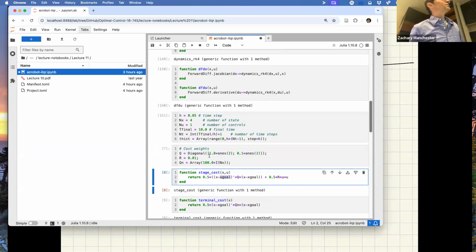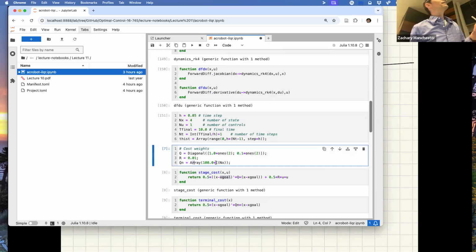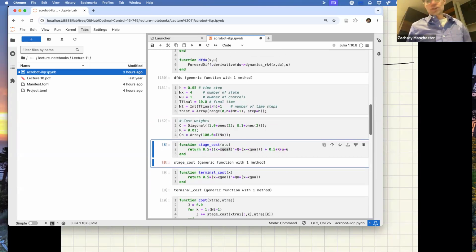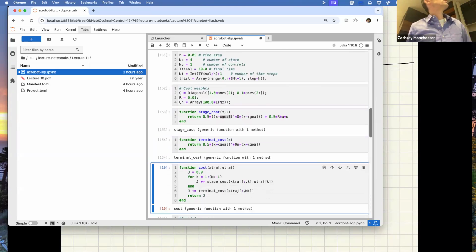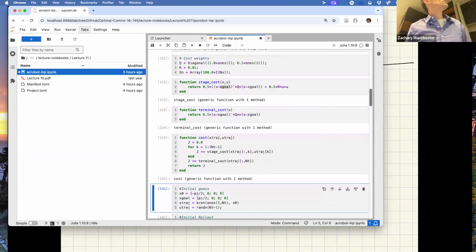The one thing that's different here is I have a big QN. And the idea there is I don't care so much about the cost during the swing, but I care a lot about it getting to the desired goal state at the final time, right? So I make the QN really big. And that's that. Cost function, stage cost, terminal cost, full cost function, that's all good.